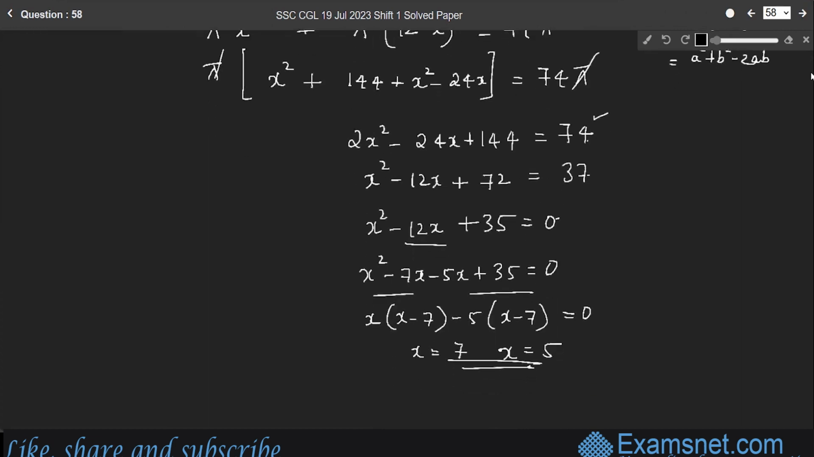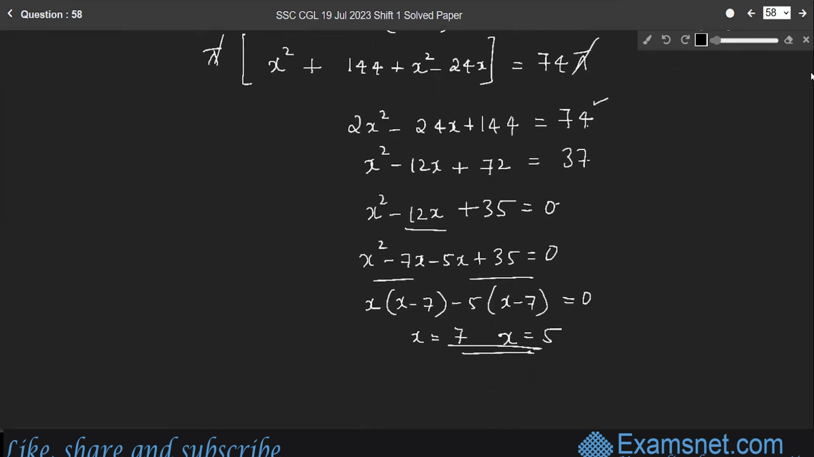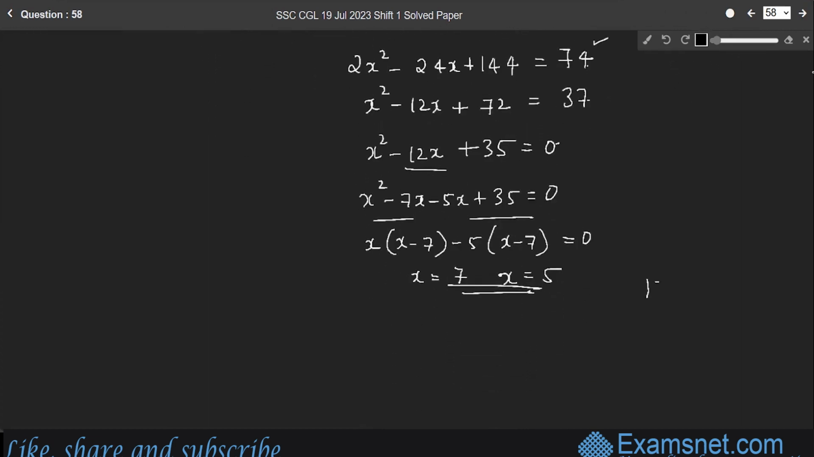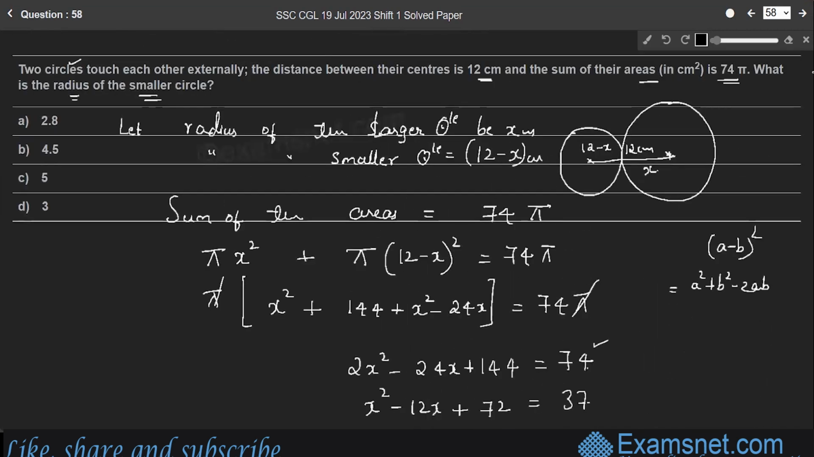Smaller circle is 12 minus x, right? So the smallest value is 12 minus 7, which is 5 centimeter. We have two values for x. So if you take 12 minus 7, we will get the lesser value, which is 5 centimeter, right? Therefore, 5 centimeter, option C.